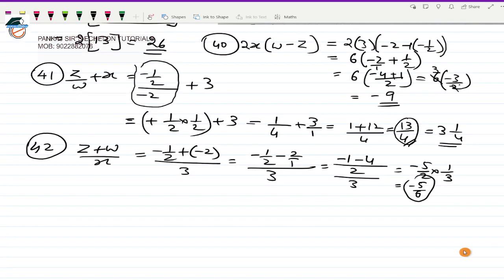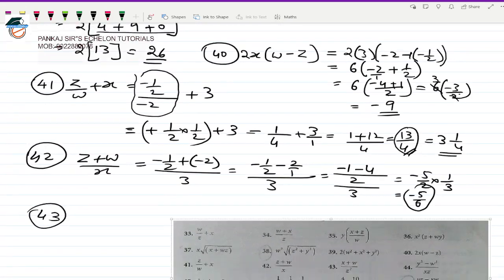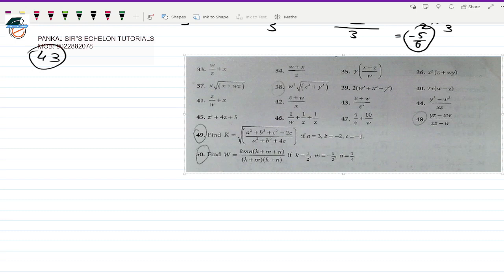Now 43. For question number 43, let me check. Okay, here we go. Question number 43 is x plus w upon z square. So plug in the values. x will be 3 plus w will be minus 2 upon z square. Now z is minus 1 by 2 and the square of that.